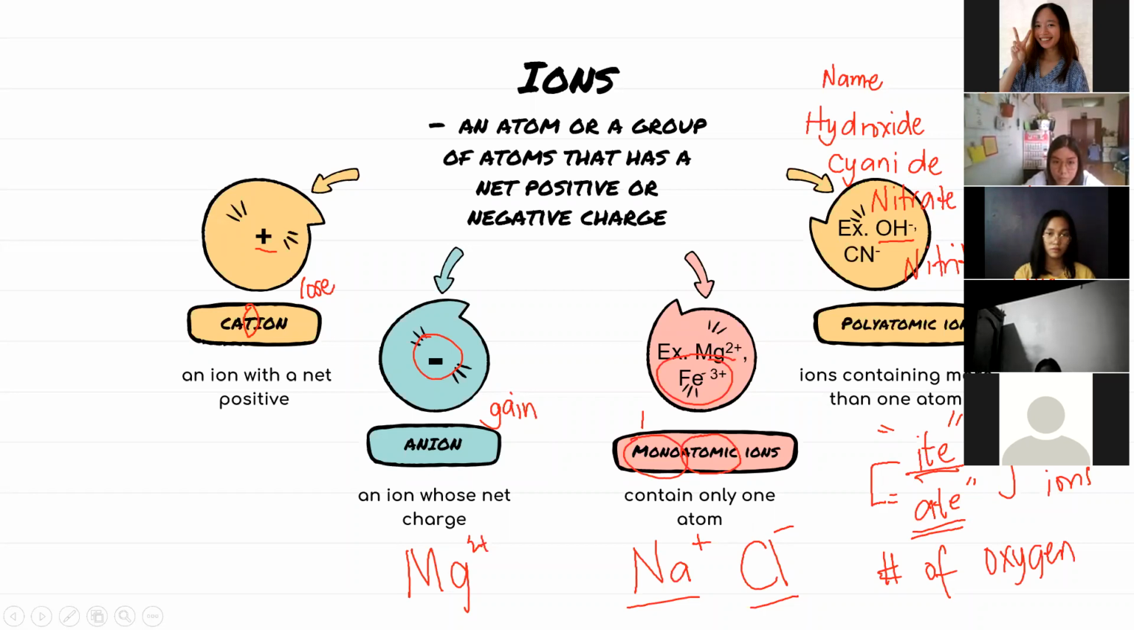Just like the example, nitrate and nitrite. Nitrate is NO3, so mas daghan siya oxygen. Si nitrite kay duha lang iyahang oxygen. That's the time we use the ending ite and ate. Applicable siya sa polyatomic ions. Okay? Any questions so far?